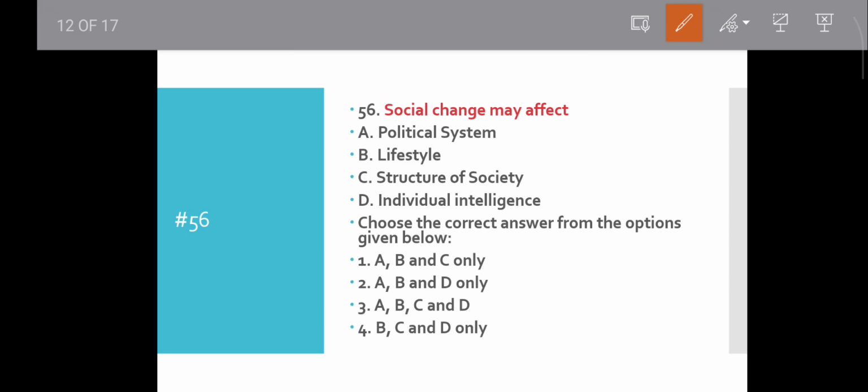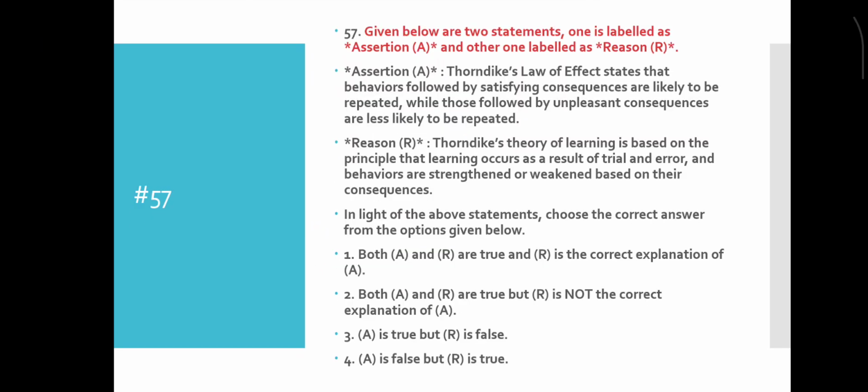Social change may affect political system, lifestyle, structure of society, individual intelligence. Which are correct among them? Choose. Political system, lifestyle, social structure, these are influenced by social change, but individual intelligence is a biological thing, not a social one. So option A, B, C will be the correct answer. Then move to the next question.